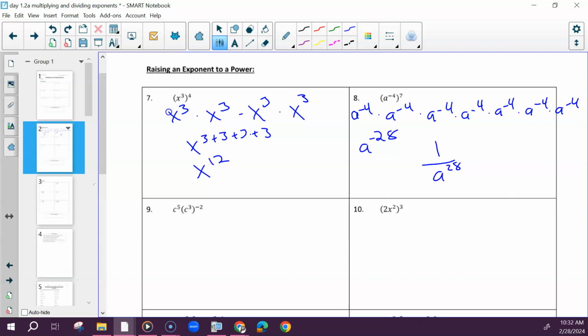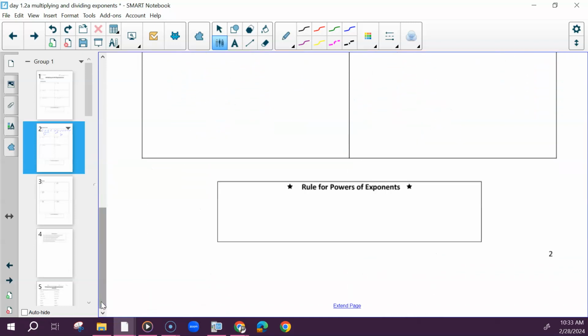Anyone seeing what the rule might be to get from here to here? Not adding. Multiplying. If I multiply 3 and 4, I get 12. If I multiply negative 4 and 7, I get negative 28, and then I have to flip it. The negative exponent rule says when you have a negative exponent, you flip it. So I change the sign on the exponent too. So your rule for powers of exponents, when you raise an exponent to another exponent or to another power, you multiply the exponents.